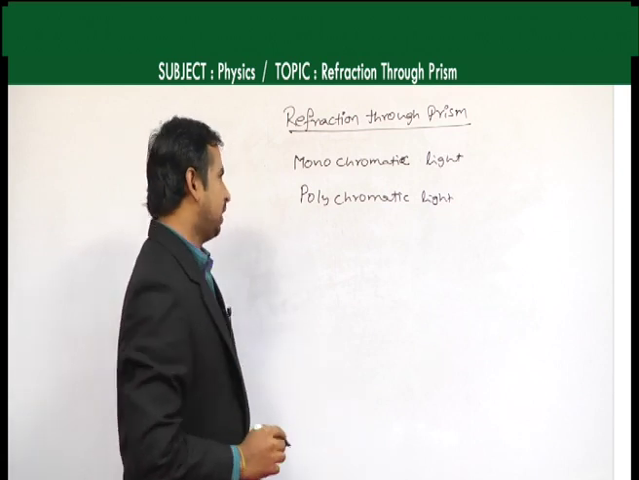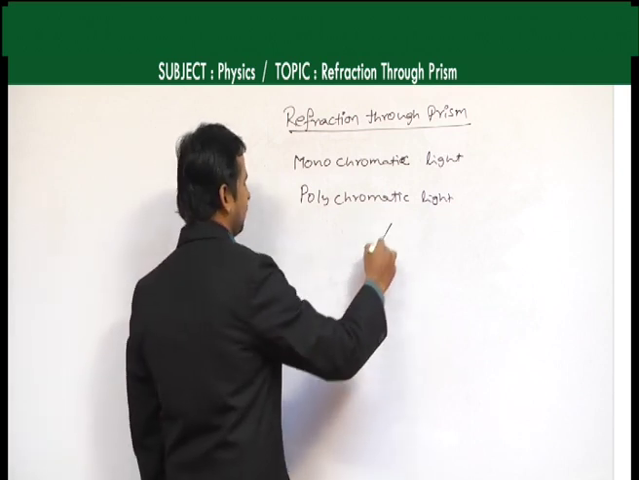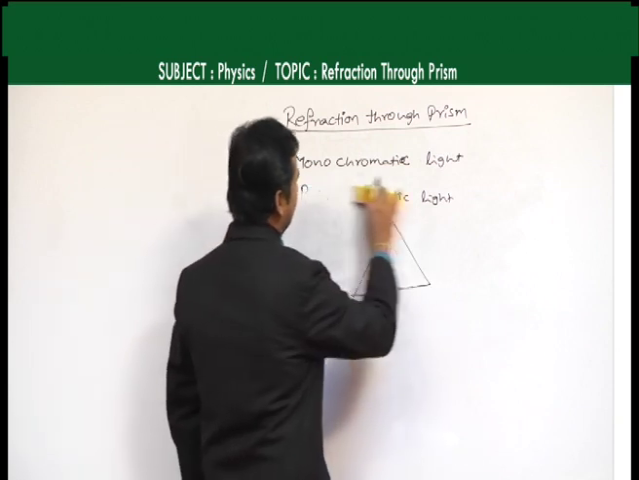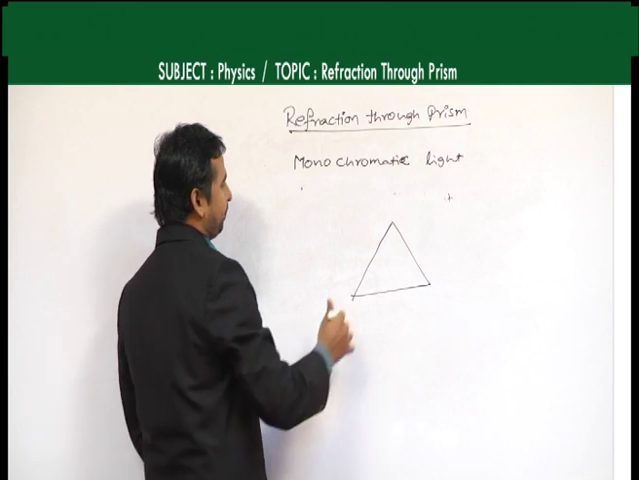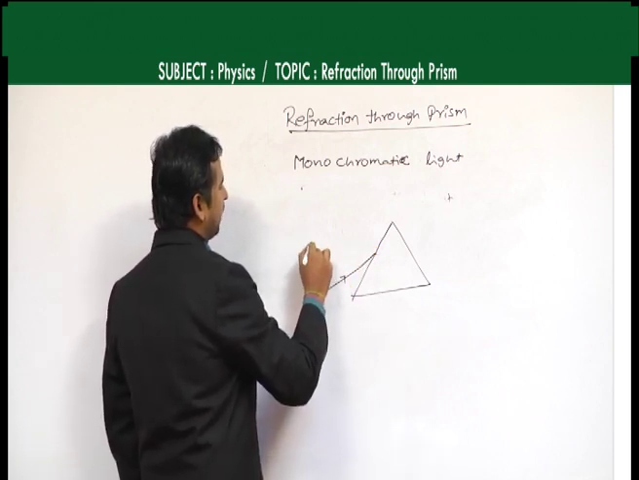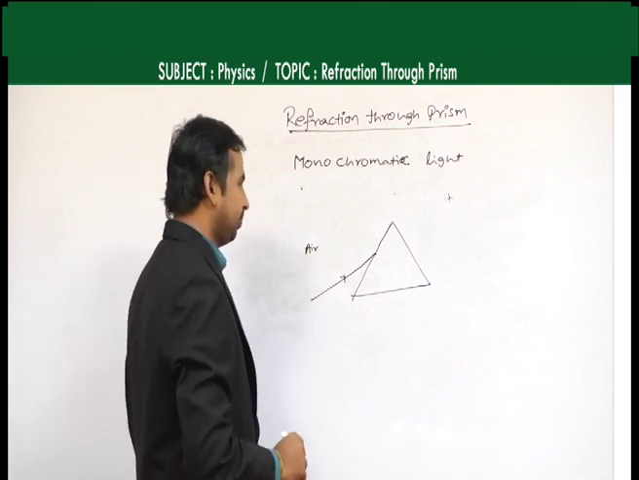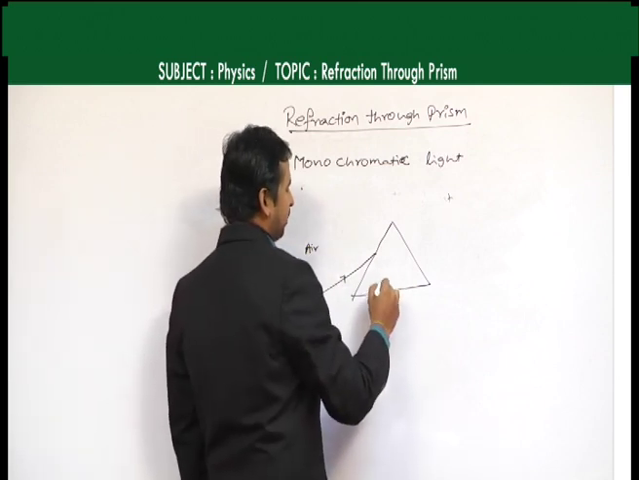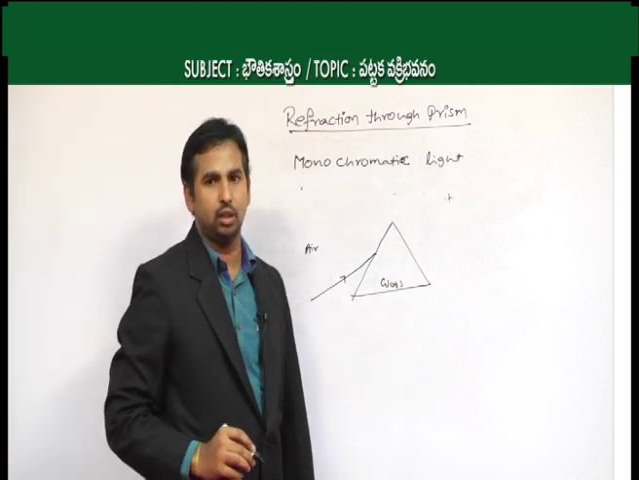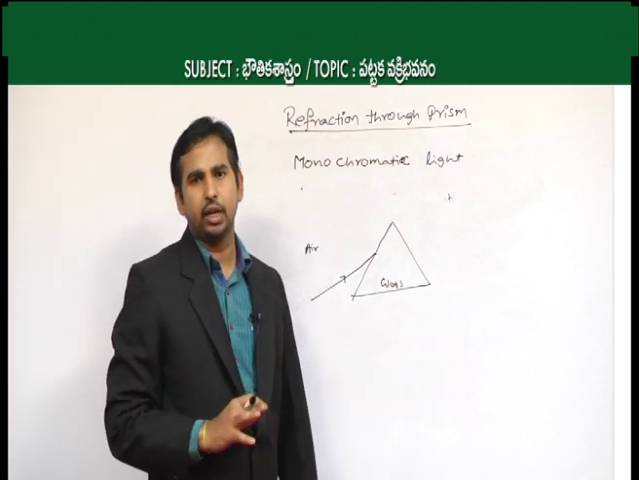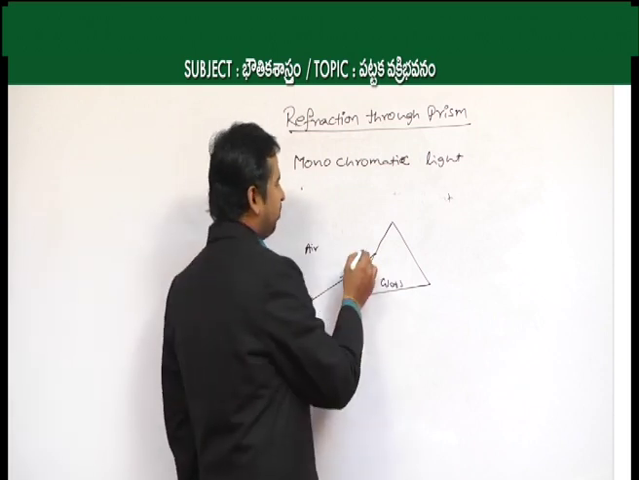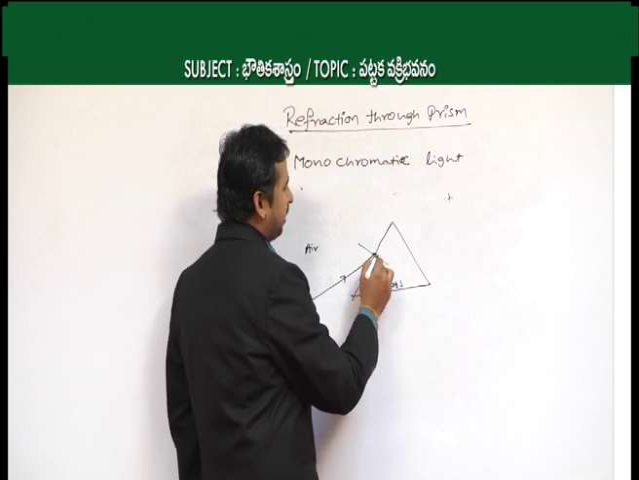We already know that when we take a glass prism and a monochromatic light, which is the first case, the light ray comes from air and enters the glass medium, our glass prism, which acts like a denser medium. Then the light ray refracts towards the normal, because it is coming from a rarer medium to a denser medium. So the light ray bends towards the normal in that case.